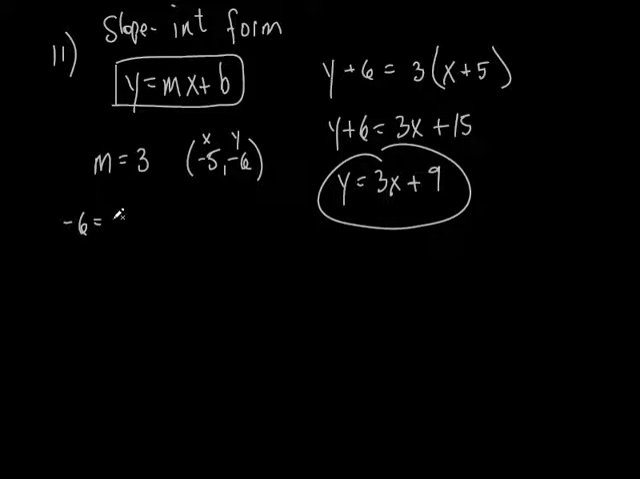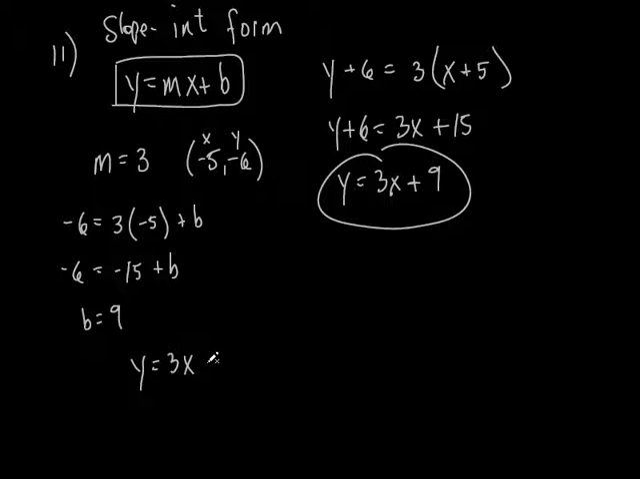So instead of y, it's -6 equals m, which is 3, times x, which is -5, and then we don't know the b, though, do we? The y-intercept. So we put plus b. So now you just solve for b. Once you get b, you put the slope and the y-intercept together to get the form. So it's -6 equals -15 plus b. Add 15 to both sides, so b is 9. Now you put it all together. y equals 3x plus 9.